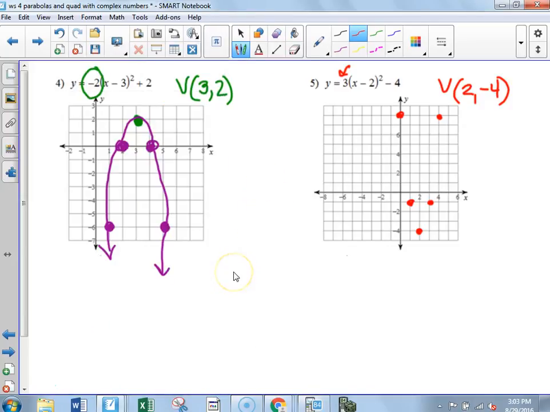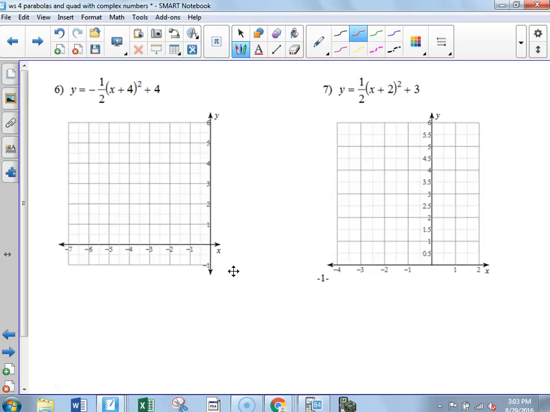Everybody connected those dots and made it look pretty, right? What's going to happen on these two? What is this 1/2 going to do? Can you predict that? It is going to multiply by 1/2. It's going to get wider. That's really not what it does, but that's what we all say. It actually compresses it down. It does look wider.